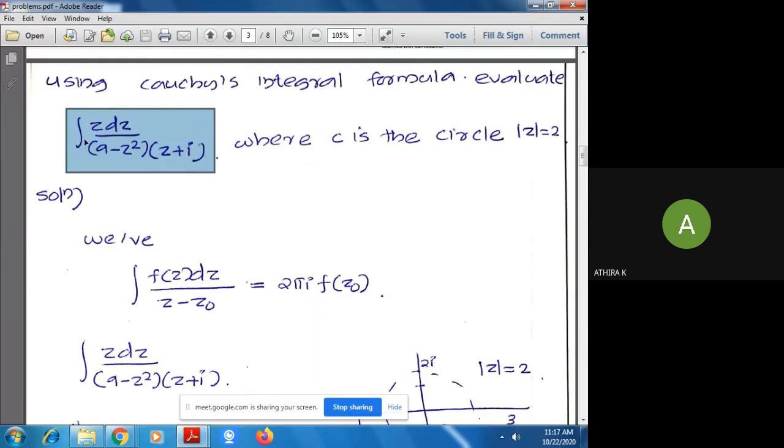How to find the singularity of this function? We equate 9 minus z square into z plus I equal to 0, and we split it into z plus I is equal to 0 and 9 minus z square is equal to 0. From the first, z plus I is equal to 0, we get z is equal to minus I, and 9 minus z square is equal to 0 implies 9 is equal to z square. This implies z is equal to plus or minus 3. Okay, the singularities are plus or minus 3 and minus I. Is it clear?